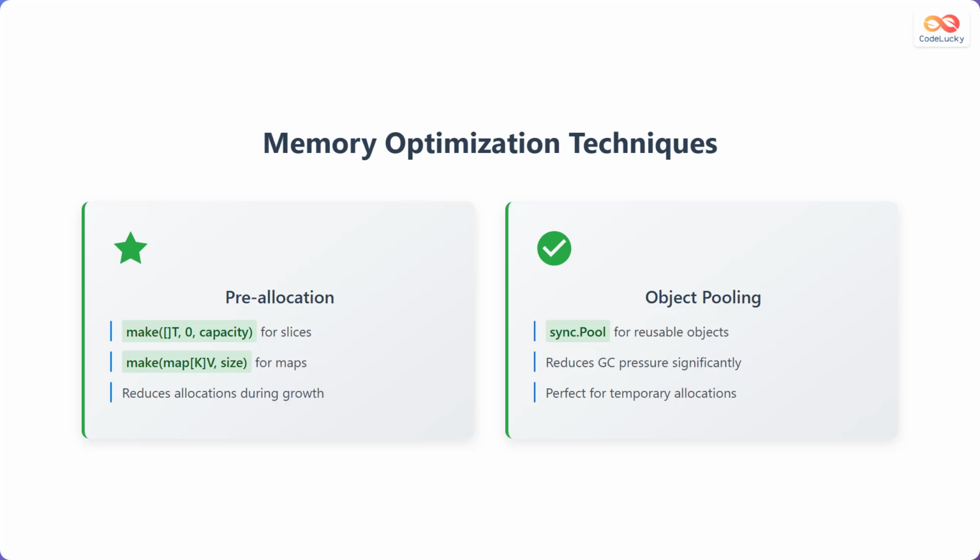To optimize memory usage in Go, consider these techniques. Pre-allocation involves creating slices and maps with an initial capacity using the make function, reducing the number of allocations as they grow. Object pooling using sync.Pool allows you to reuse objects, decreasing the load on the garbage collector. The snippets show make with slices and maps, along with object pooling implementation.